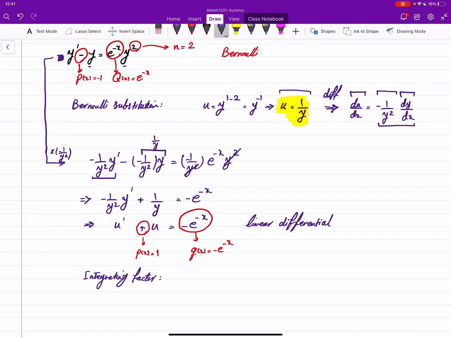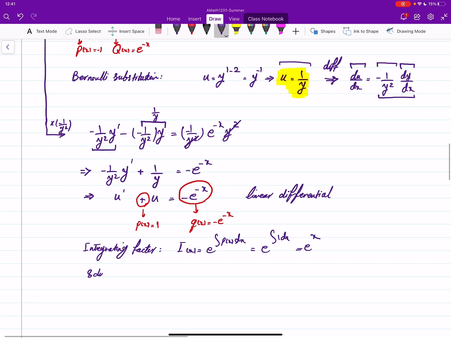Which will give me I(x) is equal to e to the power integral of p(x) dx. And this is e to the power integral of 1 dx, which is e to the power x. Then the general solution here is u(x) equals 1 over integrating factor, integral of q(x) dx times integrating factor, which is e^x, plus c.